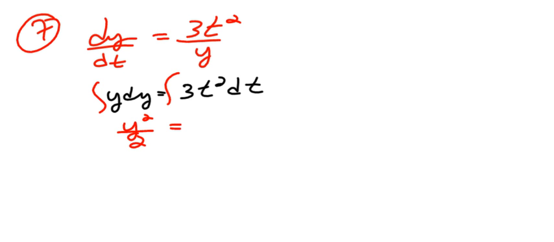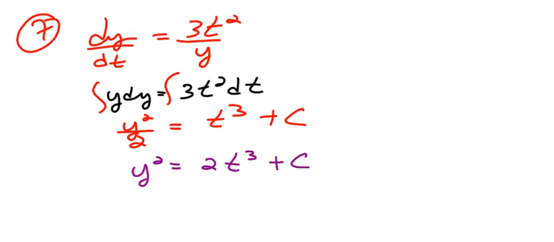So notice then that I get an equation that I have a y squared divided by 2 on the left-hand side. I want to go ahead and solve for y in this case. So I'm going to go ahead and multiply both sides by 2. And I'm going to still call it c because I'm just multiplying it by 2. So I'm just going to leave it as c. It's still some arbitrary constant.